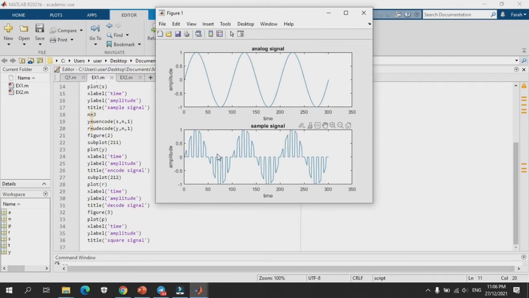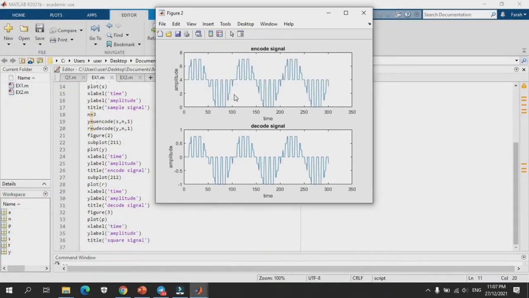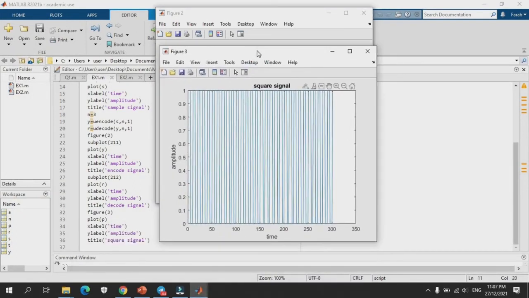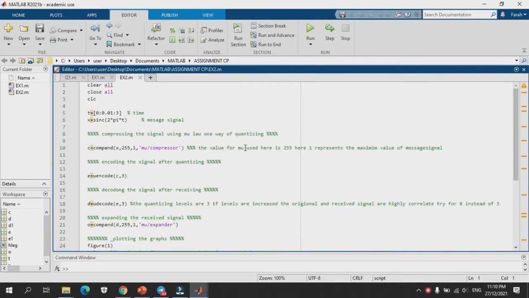The second signal shows the sample signal produced by sampling. Then we make the encoding and decoding signal. Lastly, we produce a square signal, which consists of a digital signal. After that, we move to example 2, which is to produce a receive signal using companding and without companding.